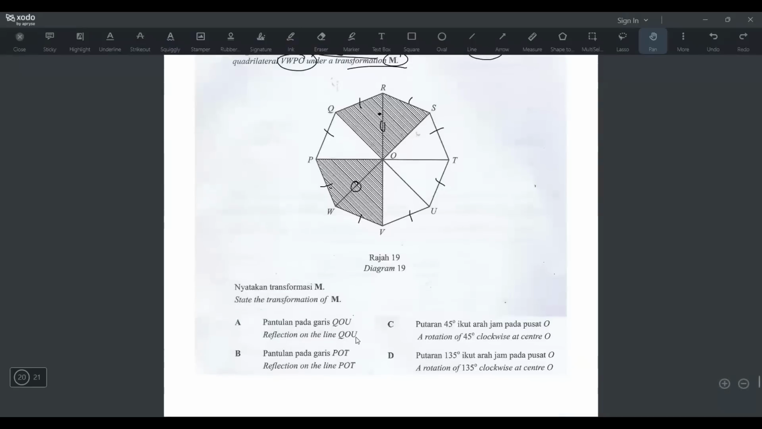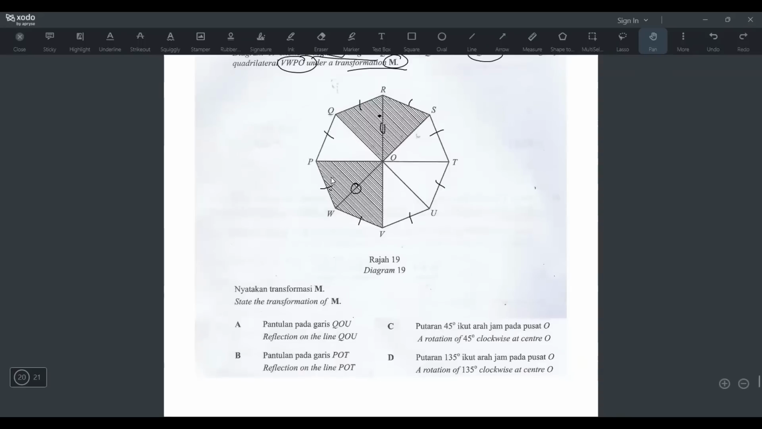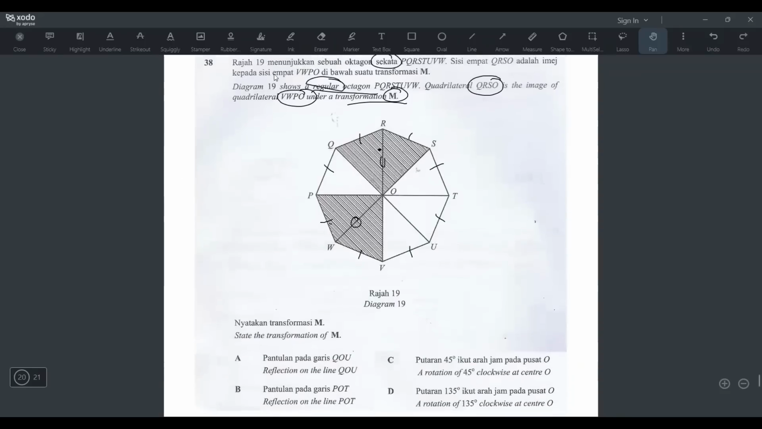So A, they say reflection on the line QOU. I don't think so. Reflection on line POT? No, no. A rotation of 45-degree clockwise at center O. Clockwise 45? Maybe, I don't know. D, a rotation of 135 clockwise at center O. Maybe, yeah. All right, let me show you how I will do this question.